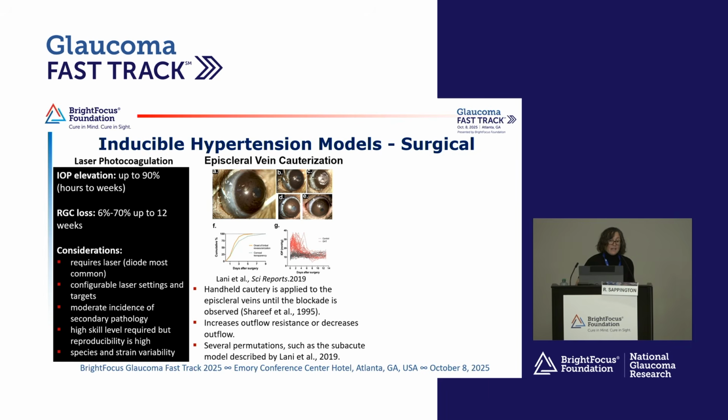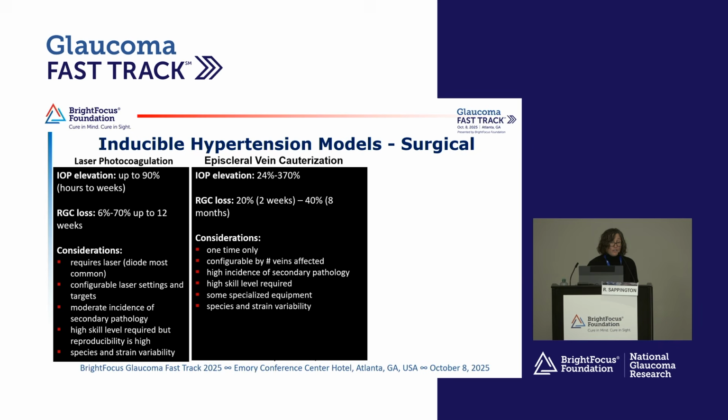The second is episcleral vein cauterization. So this is utilizing a handheld cautery, also applied to the episcleral veins, and you get an increase in outflow resistance or decrease in outflow. And there are several permutations to this model in the literature. For example, the one I have pictured here is a subacute model that was described by Lane et al. in 2019. So in this case, you can achieve a very drastic IOP elevation if you choose.